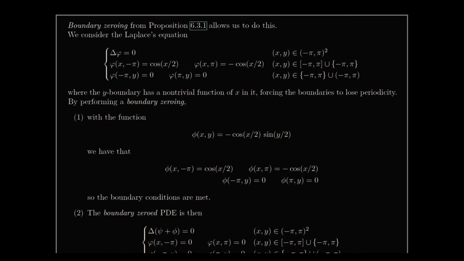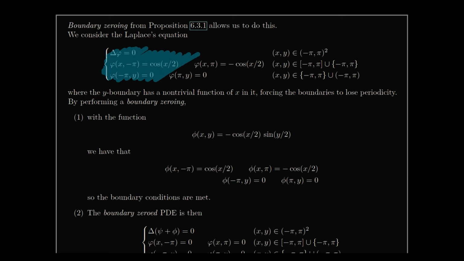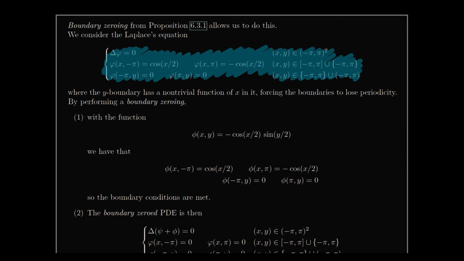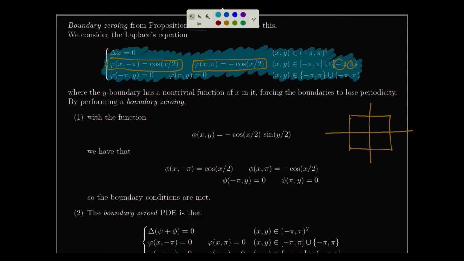Let's suppose that we want to solve this PDE. That's Laplace's equation, and I've got some non-trivial boundaries going on, where I'm saying in the x directions, I want it to be equal to cosine x over 2 and negative cosine x over 2. This is when y reaches the endpoints pi or negative pi. So this is the Laplace equation on the square, where when y is pi, it is negative cosine x over 2, and when y is negative pi, it is positive cosine x over 2. And thankfully the boundary is already 0 everywhere else.